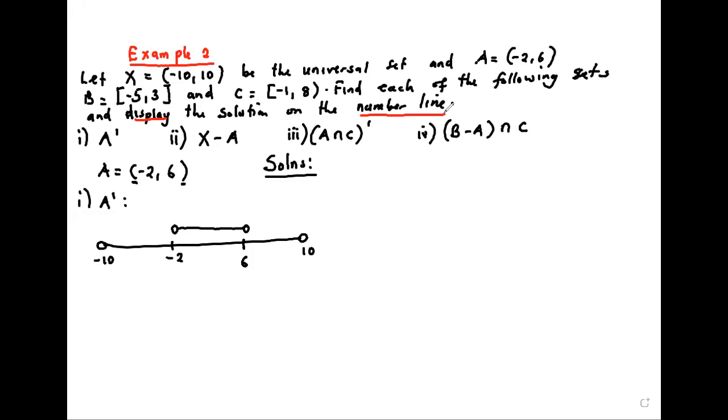So now, because they are open at -2 and 6, we'll close there as we look for the complement. But for the universal, we don't change anything. If it's open, it's open. And then we'll close here. So now we are saying A complement is equal to -10, open in the universal, up to -2, which we now close, union, we close at 6 all the way up to 10.